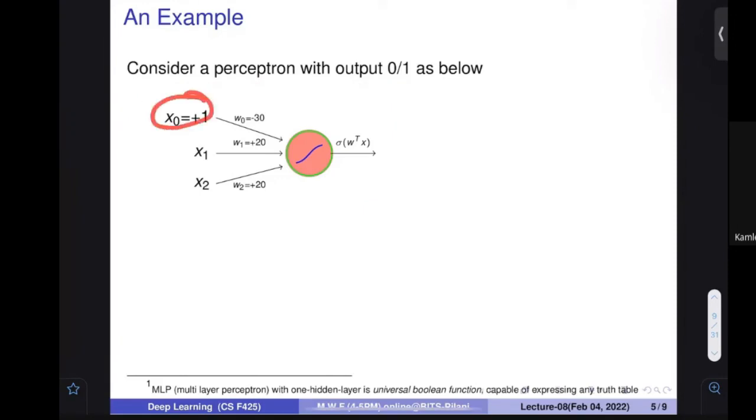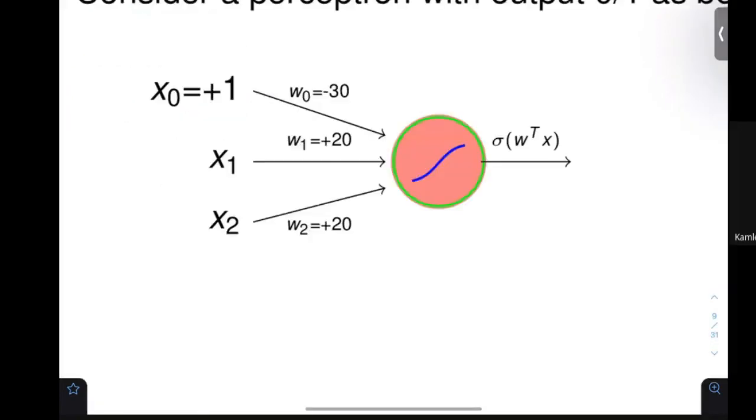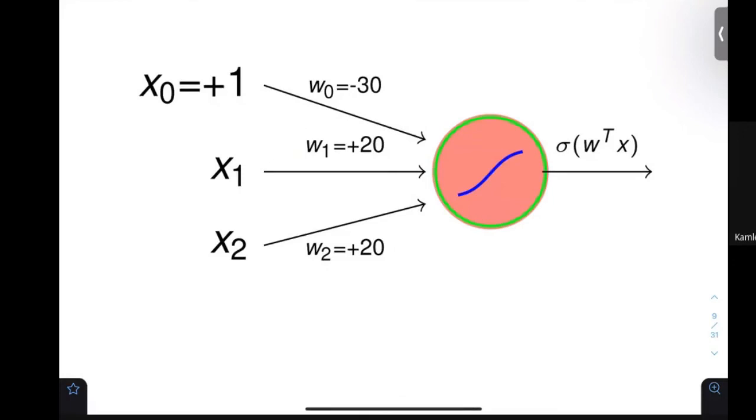X0 is 1. This is by default. As I told you, how many inputs are there? 2 inputs, x1 and x2. X0 is a slack variable that I introduced over here. What is W0? Minus 30. What is the weight? W1 is equal to 20. What is the weight? W2 is equal to 20. Make sense?